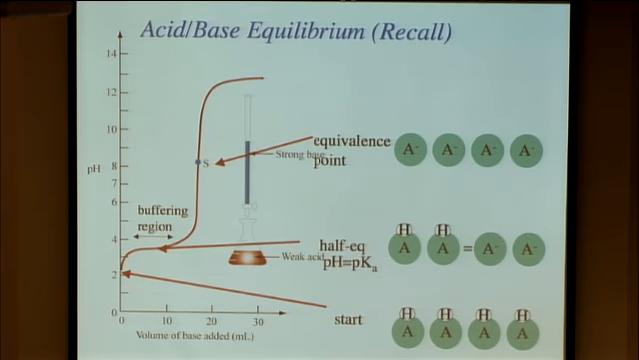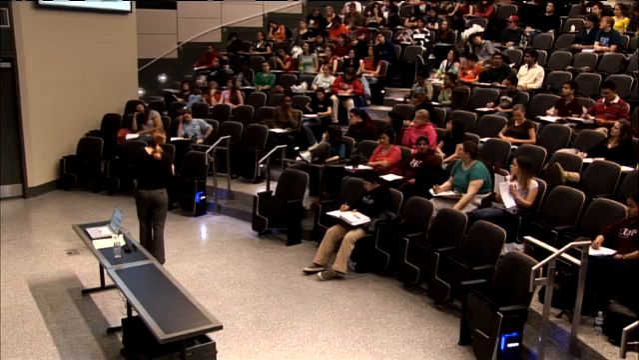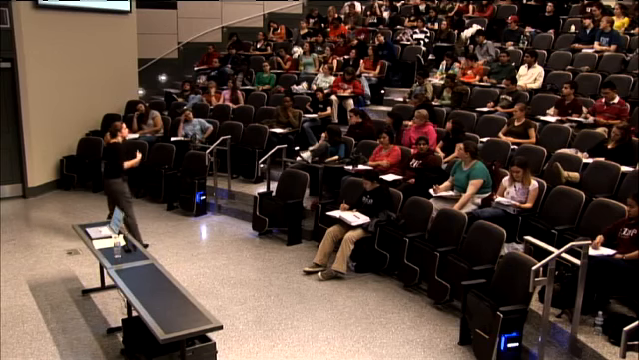Again, in a buffering region, you have quite a bit of weak acid and quite a bit of conjugate base, so it can buffer. If strong acid is added, it can be used up. If strong base is added, it can be used up without changing the pH very much. So that's a buffer, and the pH curve is flat in that buffering region. And so when you think about this, if you're at pHs that are below the pKa, you're going to be more protonated, and at pHs above the pKa, you'll be more deprotonated.